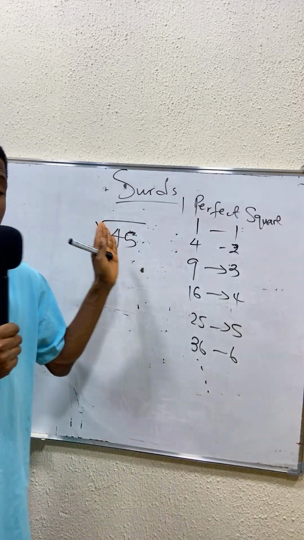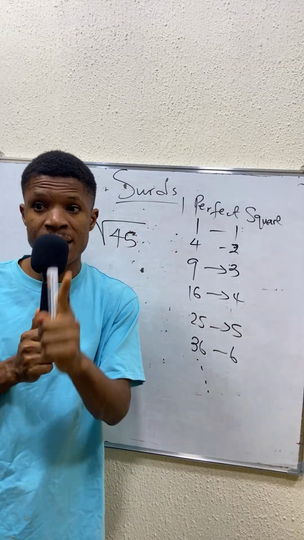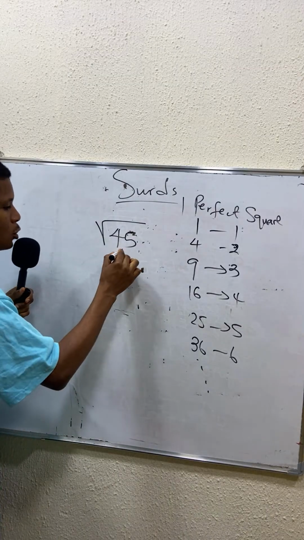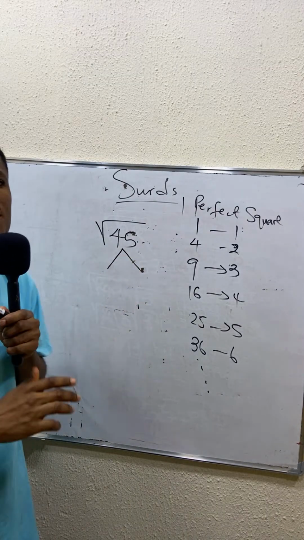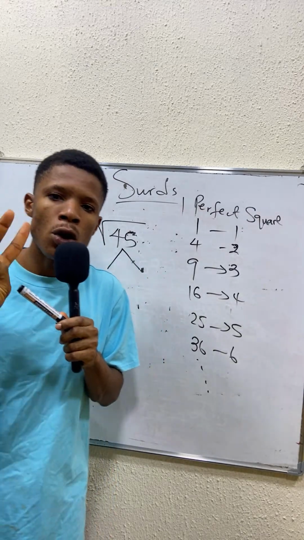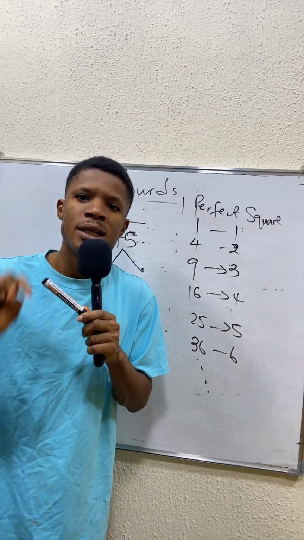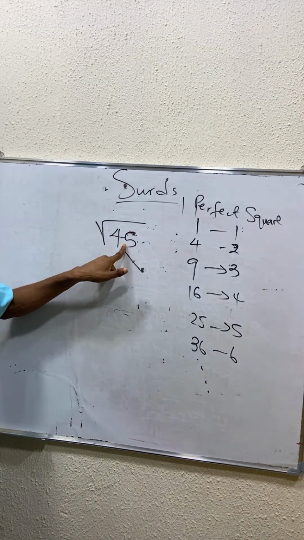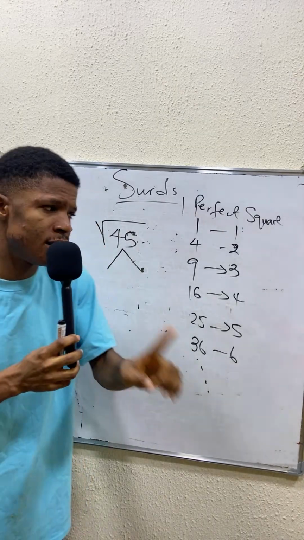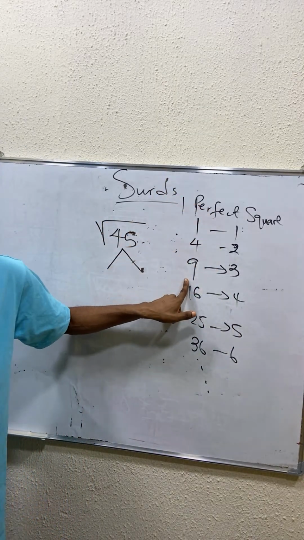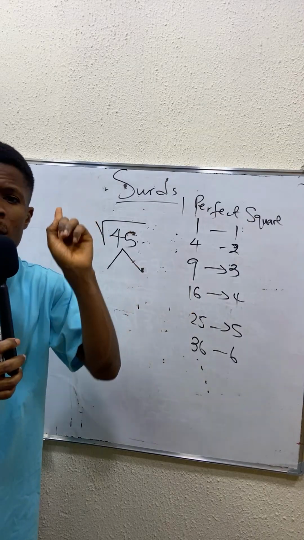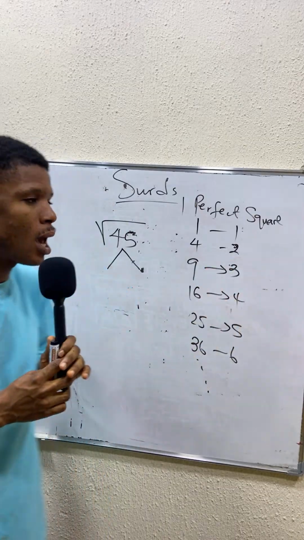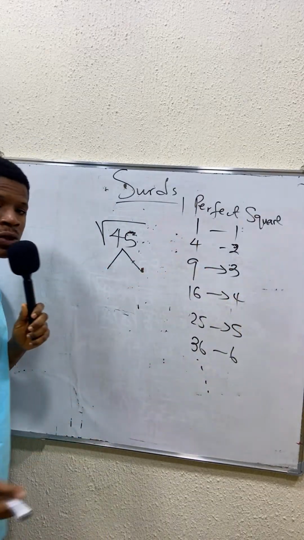Remember, our goal is to reduce the surd to its basic form. It's very, very simple. You are going to think of two numbers that when they multiply together, they give the number in the square root. But the condition is that one of them must be the highest perfect square and the other must not be a perfect square. Okay? So here is the list of the first 6 perfect squares we have.